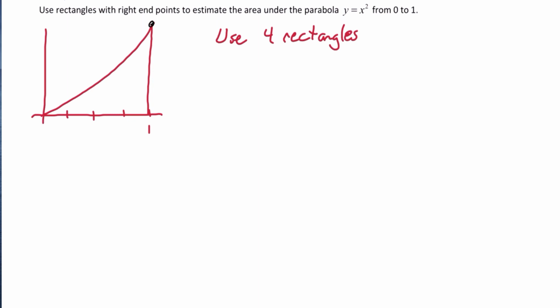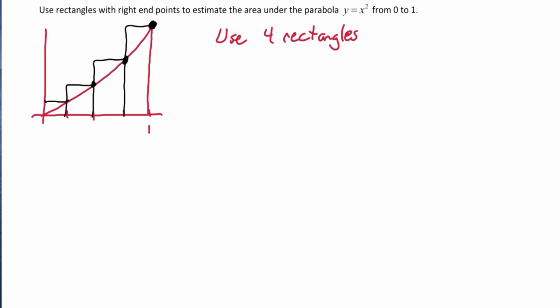So since we're using right endpoints, we'll use this point, this point, this point, and this point. Here's our 4th rectangle, our 3rd rectangle, our 2nd, and our 1st rectangle. Notice that when we use right endpoints, we're getting an overestimate.